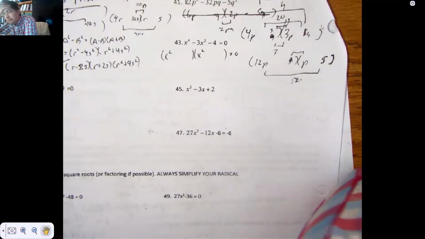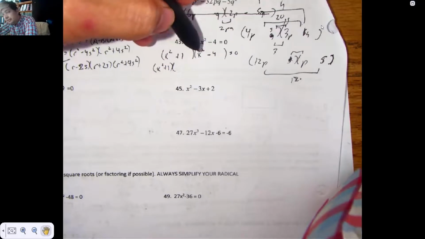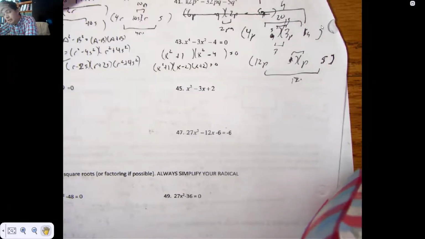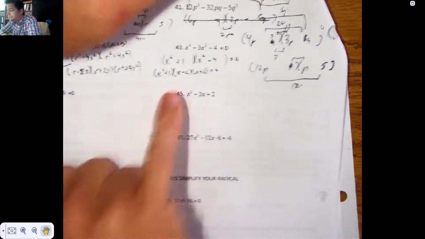To create an x to the fourth, you take an x squared and x squared. To create a 4, you need a 4 and a 1. We want to be negative 3, so minus 4, add 1. This is a solve by factoring. This is a difference of two squares pattern. Factors is x minus 2 times x plus 2. And then we just use our cover-up technique.